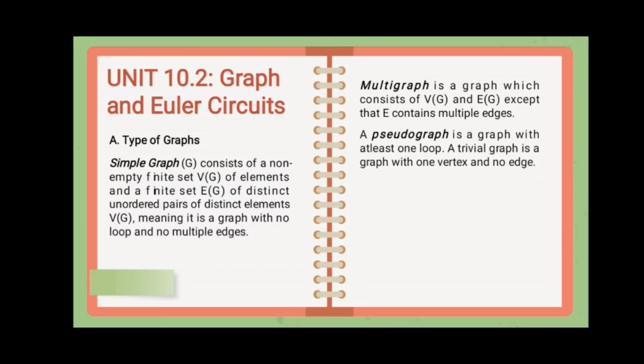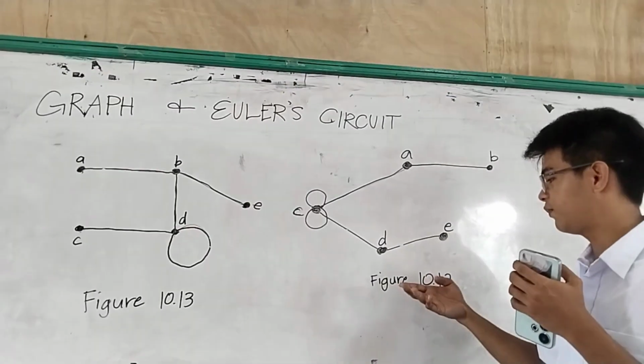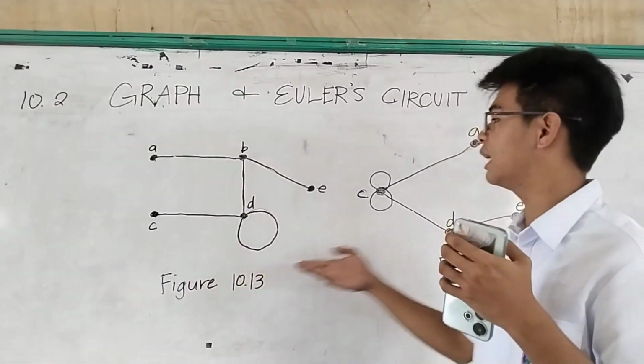Next is the pseudograph. It is a graph with at least one loop. The graphs in Figure 10.12 and Figure 10.13 are pseudographs. A trivial graph is a graph with one vertex and no edge. Figure 10.14 illustrates a trivial graph. As mentioned nako, si figure 10.12 and figure 10.13 mo ni sila ang example sa pseudograph.